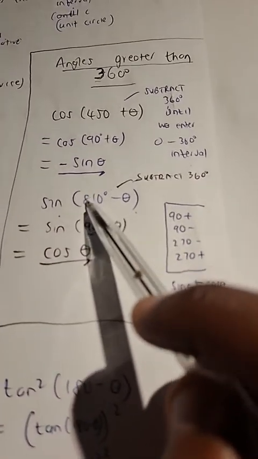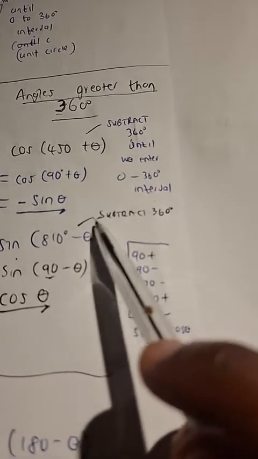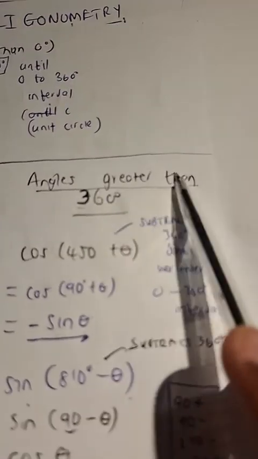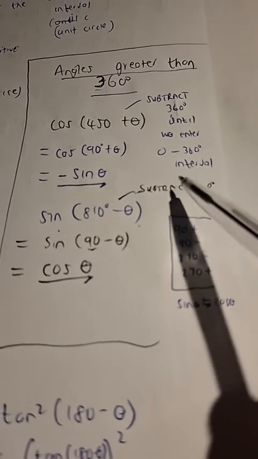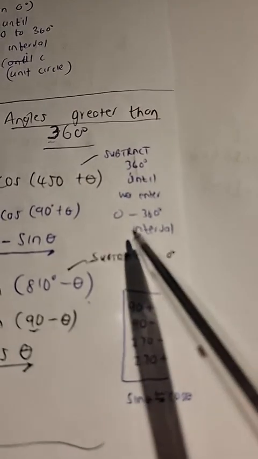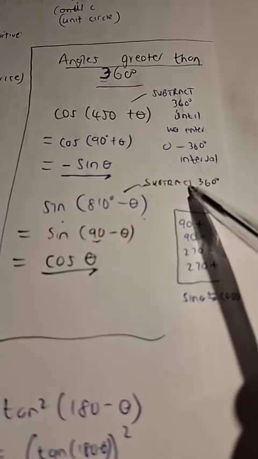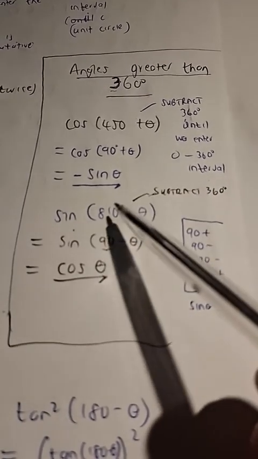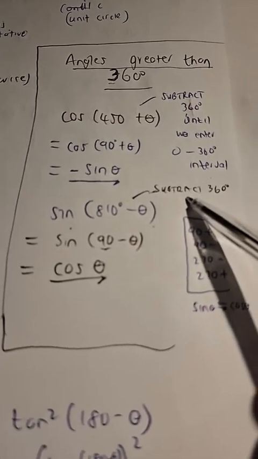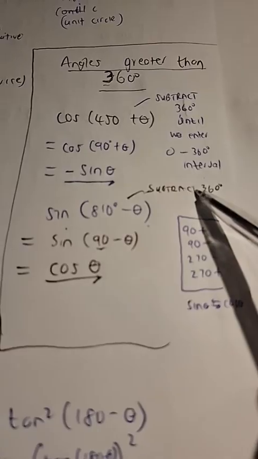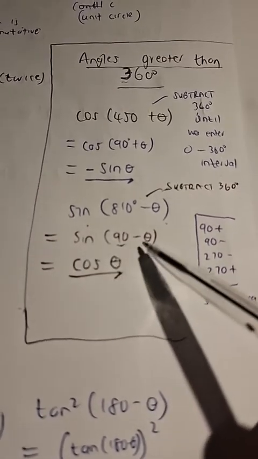Look at sine of 810 minus theta. We need to first subtract 360, because we have an angle that is greater than 360. We subtract 360 multiple times until we enter the 0 to 360 interval. We subtract 360 the first time, we don't get there. We subtract 360 again, then we get there. We get 90. So sine of 90 minus theta.